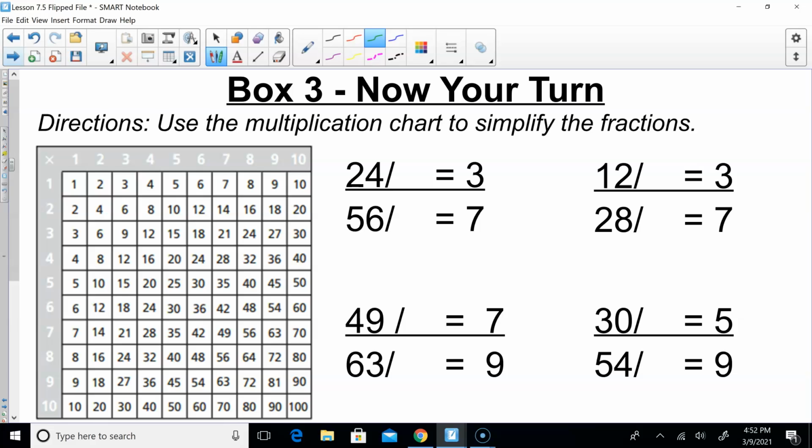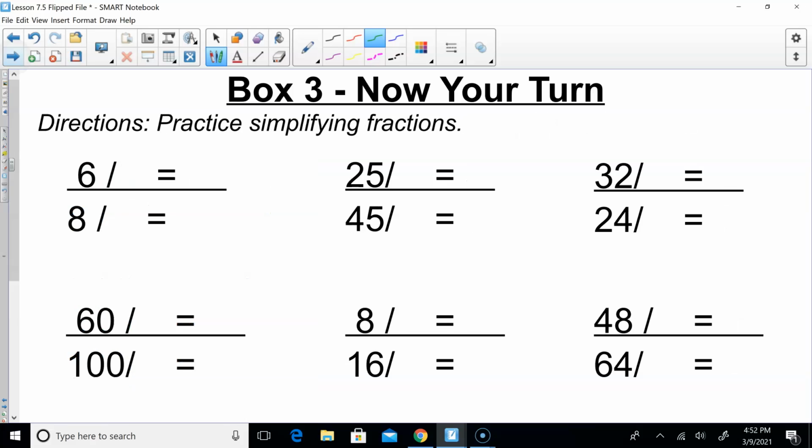Use the chart to figure out what do you need to divide 24/56 by to equal 3/7. What do you need 12/28 divided by to equal 3/7? What do you need 49/63 divided by to equal 7/9? And what do you need 30/54 divided by to equal 5/9? So write those down, fill in those division equations to make those simplifications work.